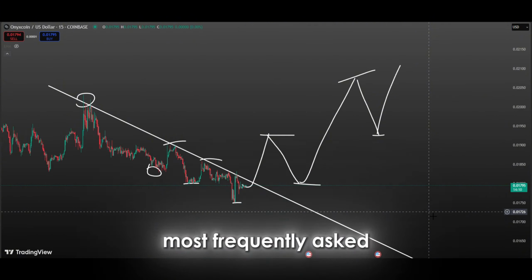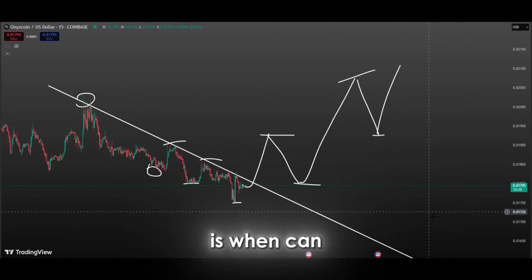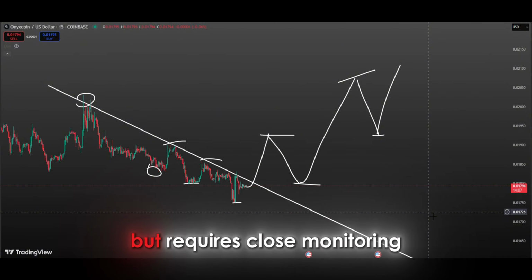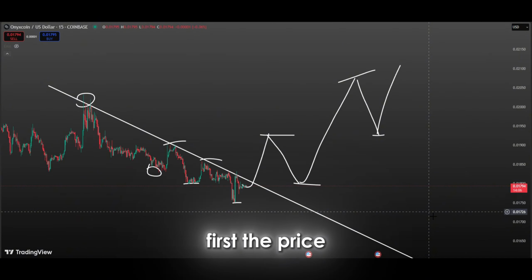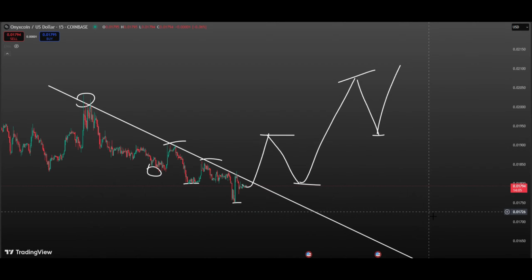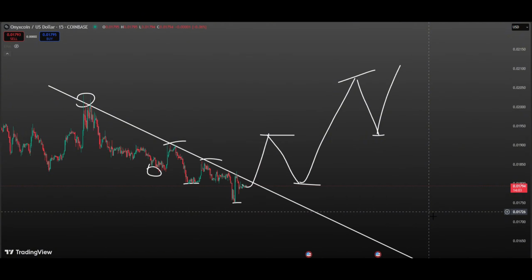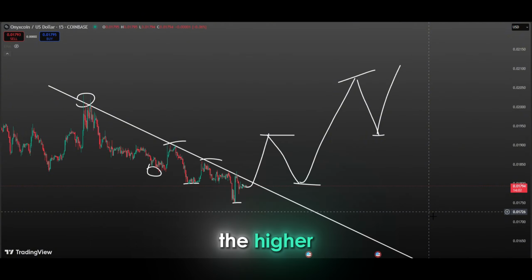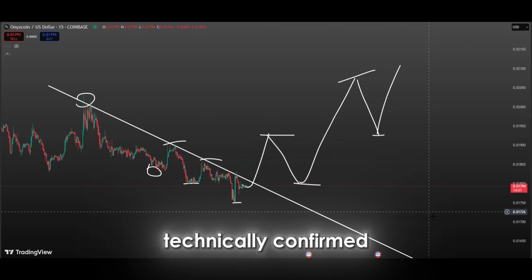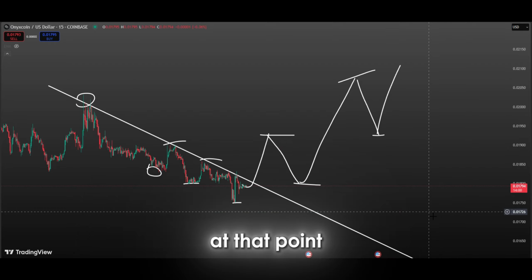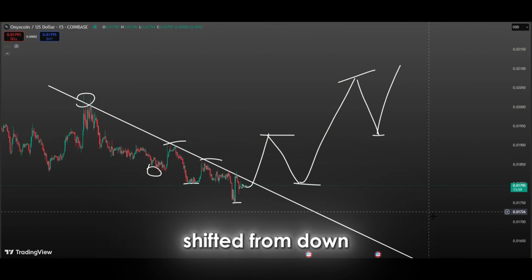At this point, one of the most frequently asked questions by investors is, when can we confirm a higher low and higher high pattern? The answer is fairly simple, but requires close monitoring. First, the price must pause and begin to rise from a level above the previous low. Then, that upward move must break above the previous high. Once both of these events occur, the higher low and higher high structure is technically confirmed. At that point, we can say the trend has shifted from down to up.